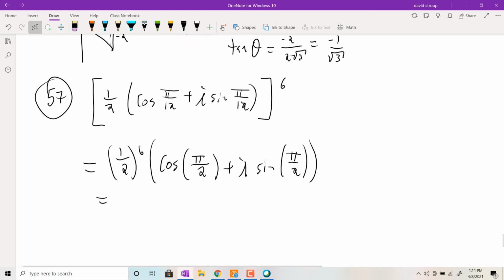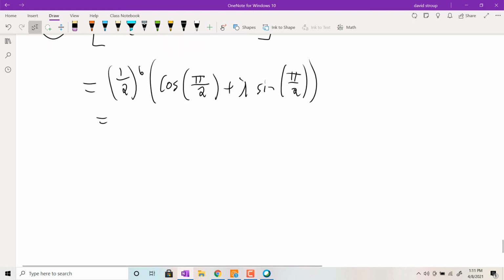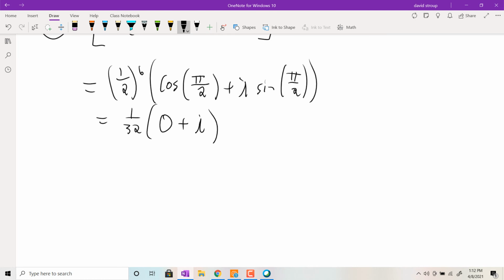So 2 times 4, 8, 16, 32, so 1 over 32. And then times, we have to put it in the rectangular form, okay? So anyways, cosine of pi over 2 is 0, plus I times sine of pi over 2 is just 1. So this will be just 0 plus 1/32 I, or you could just write it as 1/32 I.